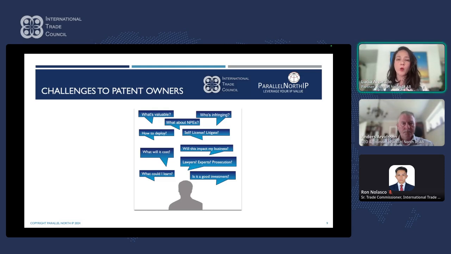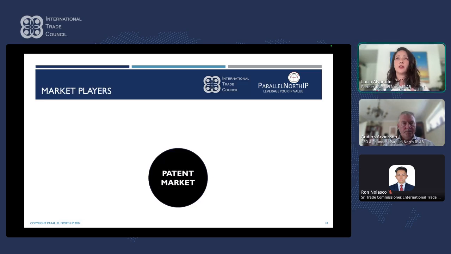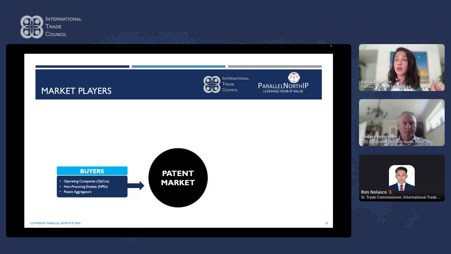And I think that a good way to understand and address this is to look at the patent market and the market players that are involved. So let's start with the basics. The patent market is formed by buyers. So who is buying patents? Operating companies. We're going to use this term along the presentation, and opcos, or operating companies, are entities that basically have products or services offered in the market.